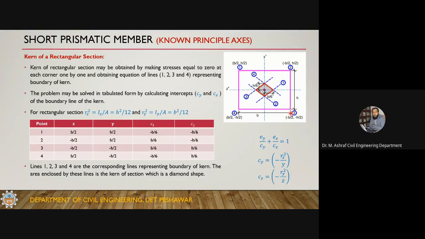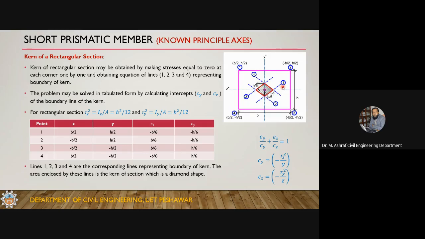Similarly, get this line and this line for point number 3. So the area enclosed by these 4 lines is the kern of this section. Okay, this is a diamond shape. This is B by 6, so this whole is B by 3, this is H by 6, this whole is H by 3. So the kern of the section is in the middle third portion, and it is a rectangular portion.